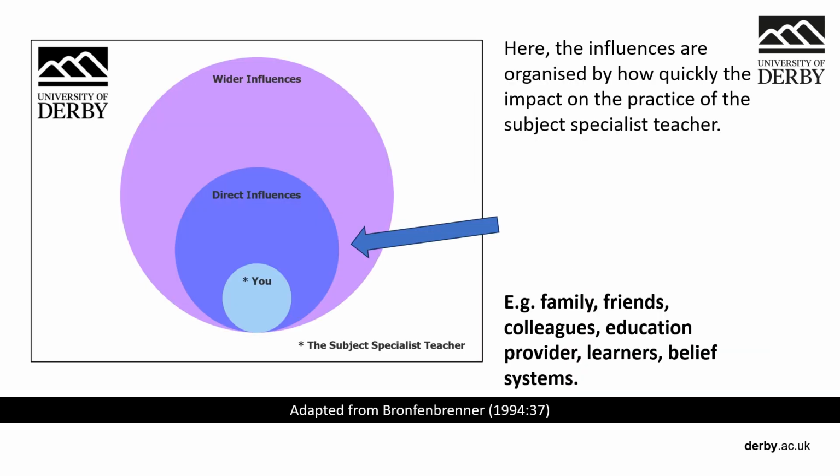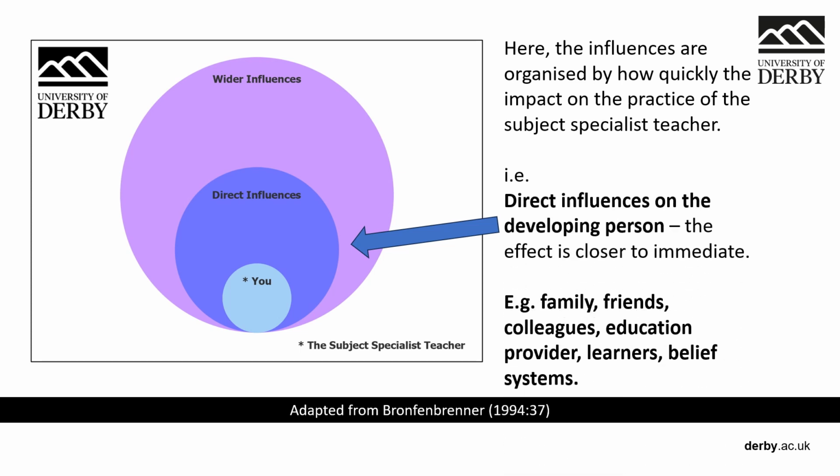So on each of these cards, you'll be given a pack of these cards, probably about 10 each initially. And what I want you to think about is the influences on you at that moment. When I'm talking about the influences, I mean things that are changing your practice, day to day, or your overall implementation of your practice. There are two elements that I've asked you to think about here. Direct influences on the developing person, that being you. You see a little star next to you, which you are the subject specialist teacher.